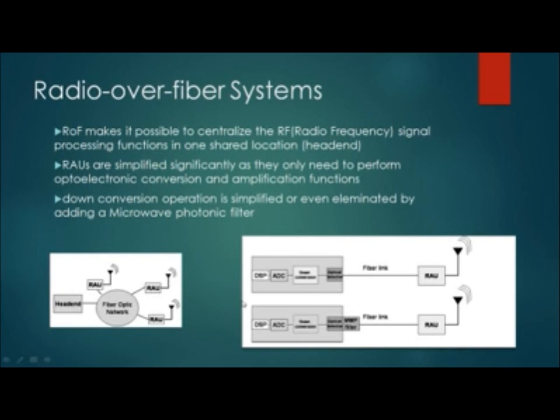The processing at the shared location of the radio frequency signal involves a prior frequency down conversion, ADC, and baseband processing using a DSP, digital signal processor. The down conversion operation is simplified or can even be eliminated by adding a microwave photonic filter prior to the optical detection step in the system. By adding this filter, we are able to simplify the whole ADC and DSP operations by putting fewer requirements and boundary conditions on the system.